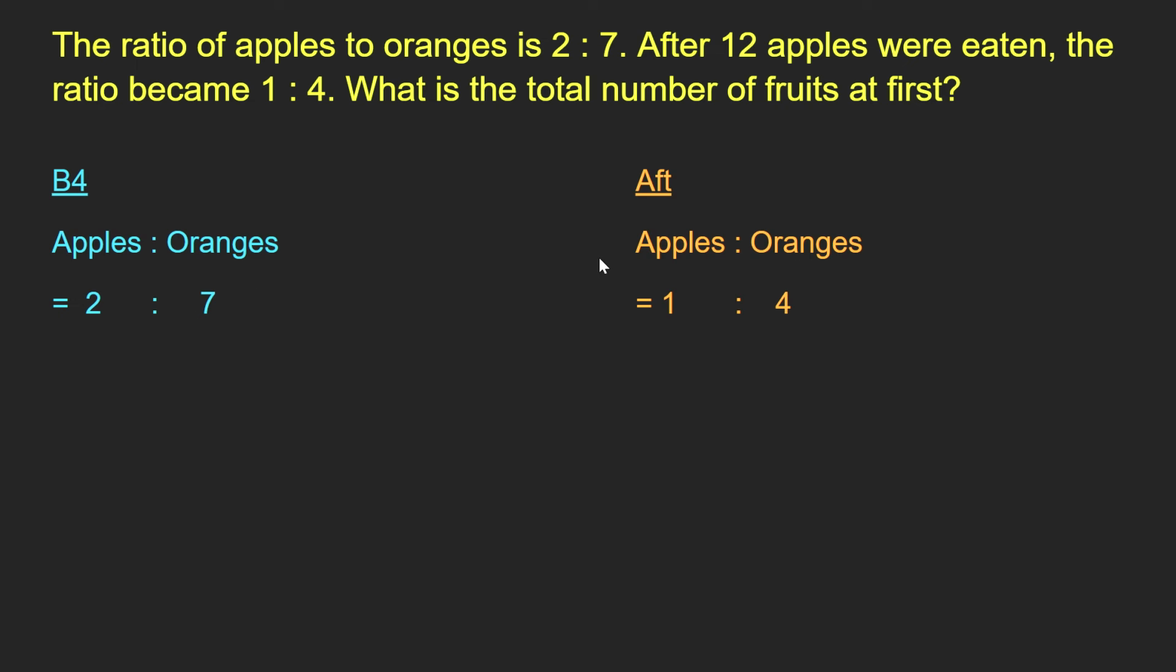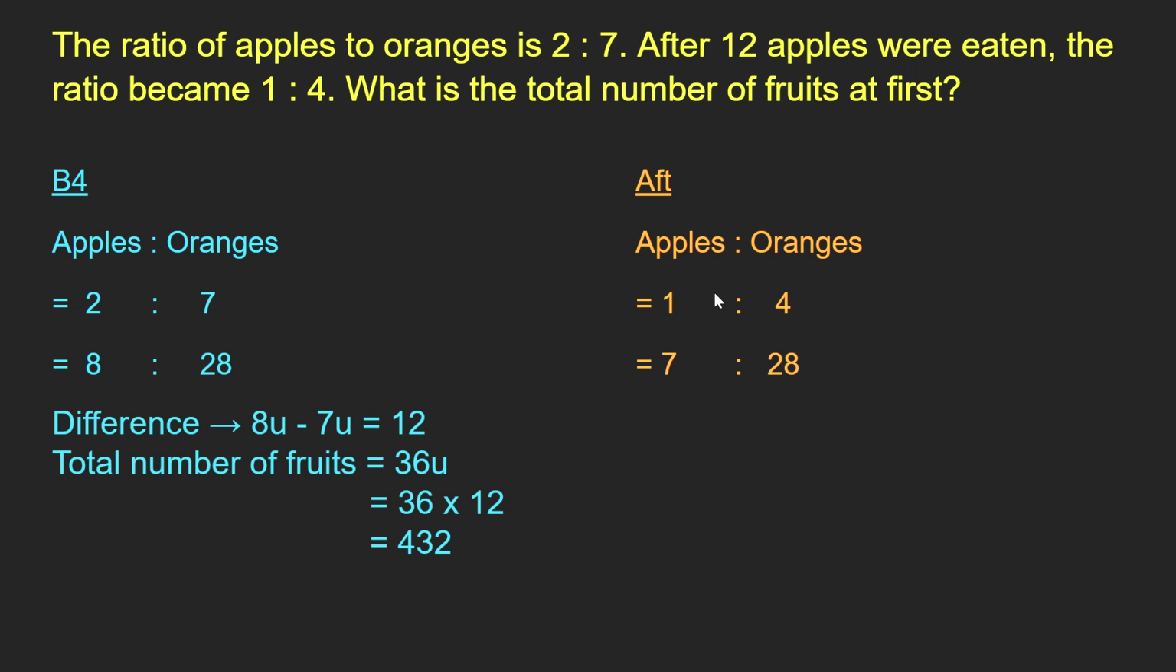So what do we do first? Because the oranges didn't change, we make this the same because they represent the same numerical value. So how do we do that? We find the lowest common multiple between these two, which is 28. And how do we make these 28? We times 4 to make it equivalent. And then with this, we will beautifully see that the difference is 1 unit. And the 1 unit represents the 12 apples that were eaten. So the total number of fruits, there's 36 units here. So we multiply it by 12, which is the value of one unit, and we'll get our answer.